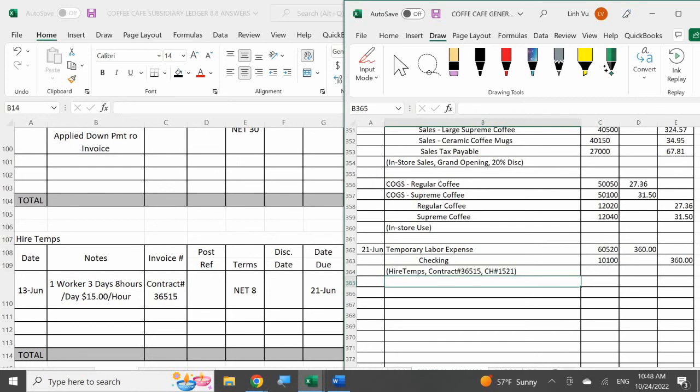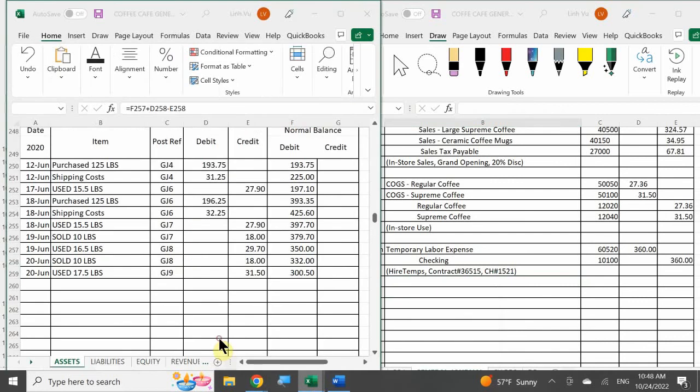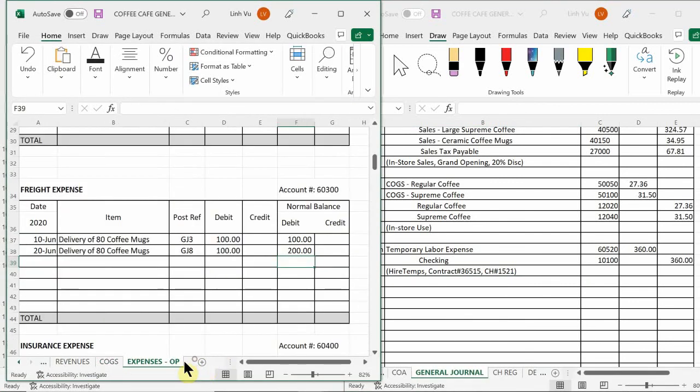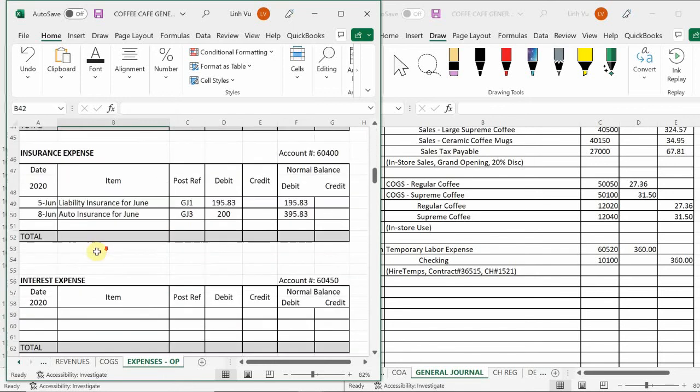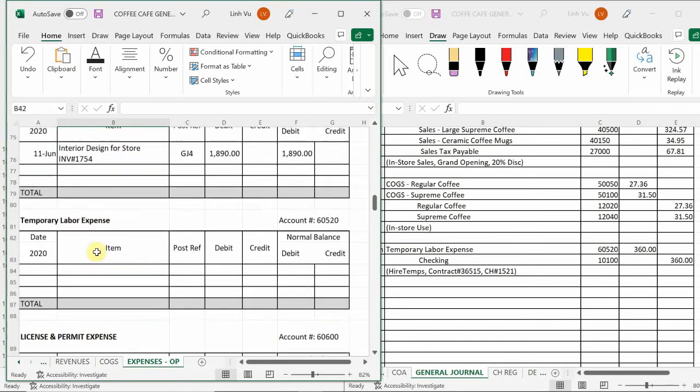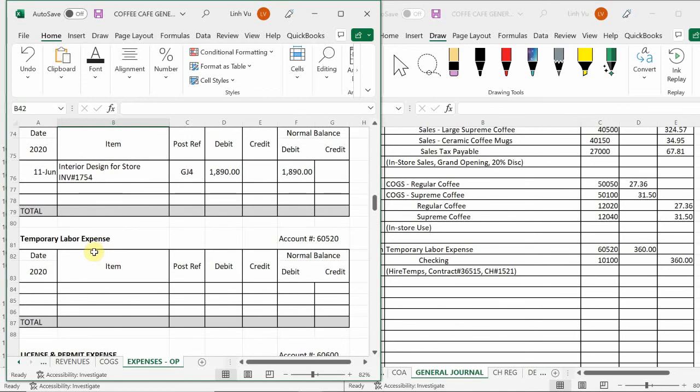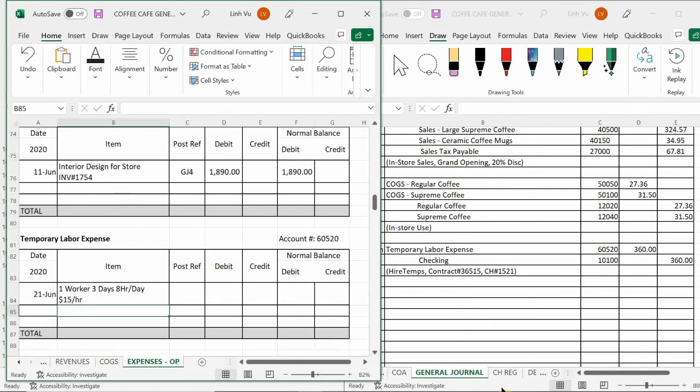Your ledger. Yep. So let's go ahead and update my checking account so I know how much money I have. In this case, we did a labor expense. Here we go, temporary labor expense. Today's the 21st. What did we have? One worker, 3 days, 8 hours per day, $15 per hour. General Journal 9. Debit for 360.